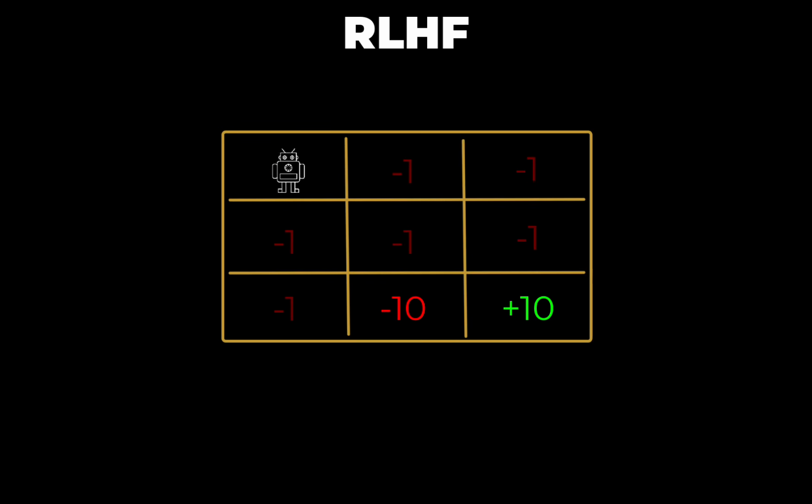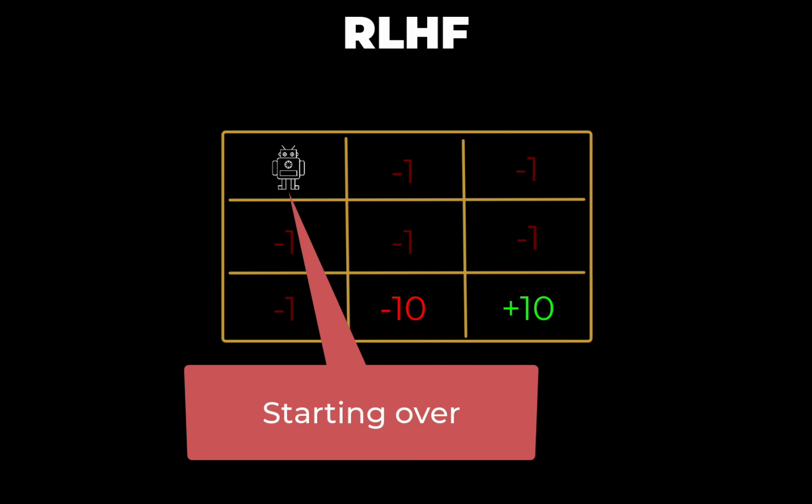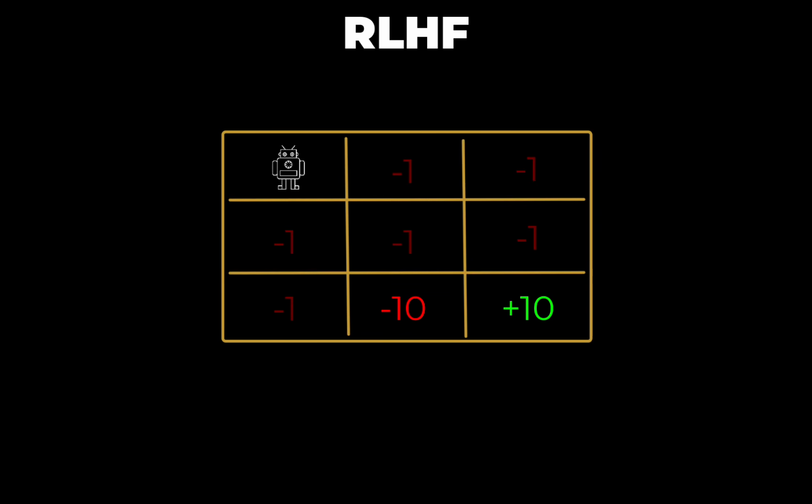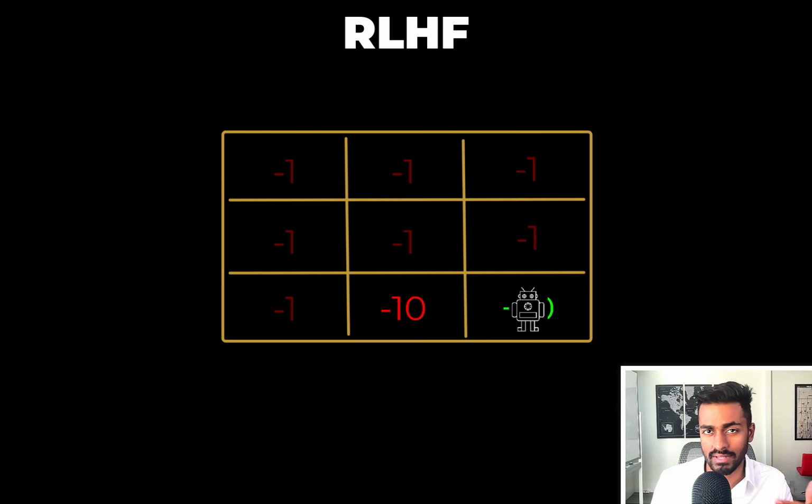Let me go down. Let me go right. Oh, bad spot. Learning now. Starting over. Let me go down. Let me go right. Let me go up. Let me go right. Let me go down. Let me go down. Good spot. Learning now. Great, so Frank will keep doing this as he learns, but now let's see how a human can help.